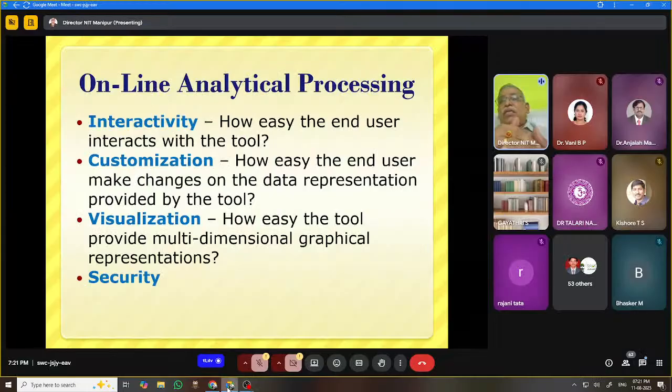Whereas in the OLAP tool, we can always ask for lower-level results, high-end results, summary results, medium results, mid results, etc. I'll give an example here, of interactivity.